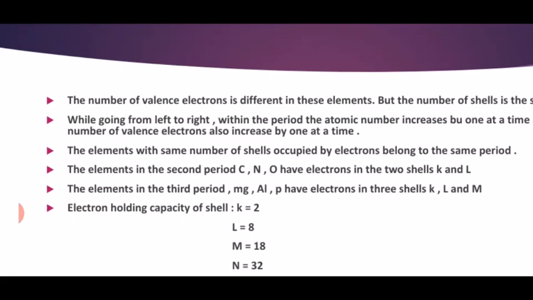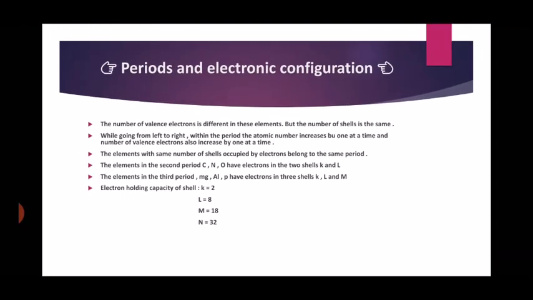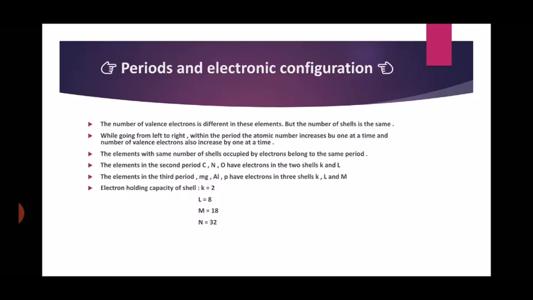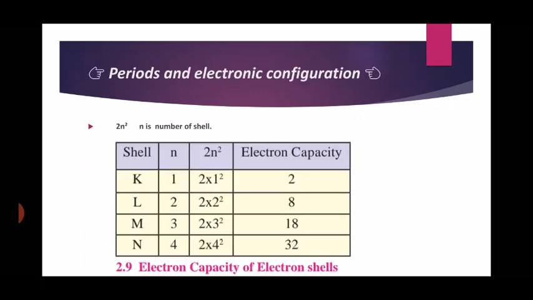For finding the electron holding capacity of a shell, there is one formula. What is the formula? The formula is 2n squared. Here n is the number of the shell, the n value. If n is 1, that means 2 into 1 squared. 1 squared is 1. So 2 times 1 is 2. So in the K shell there are 2 electrons.